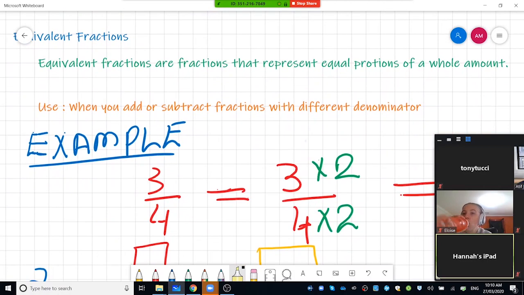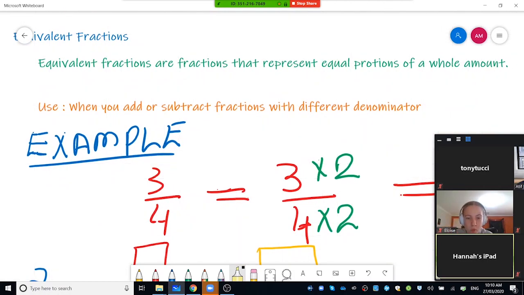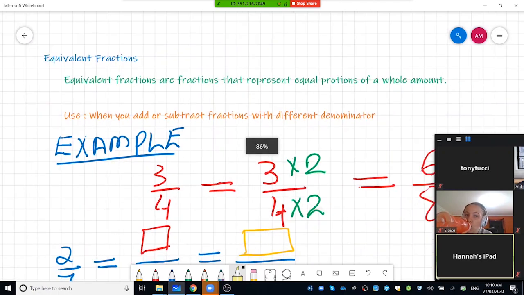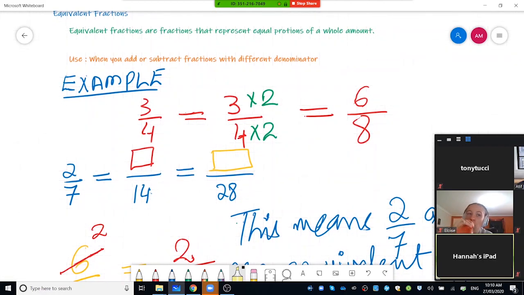What is an equivalent fraction? Equivalent fractions are fractions that represent equal portions of a whole amount. Let me give an example. If you have 3 over 4, and you multiply the numerator by 2, and you also multiply the denominator by 2, it becomes 6 over 8. And this means 3 over 4 and 6 over 8 are in fact equivalent.